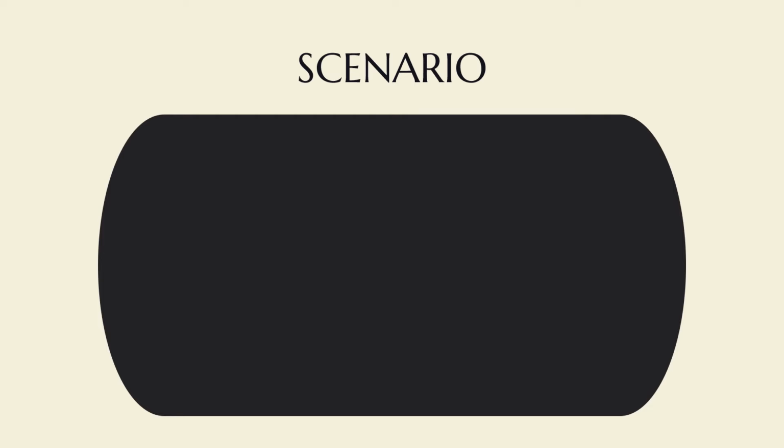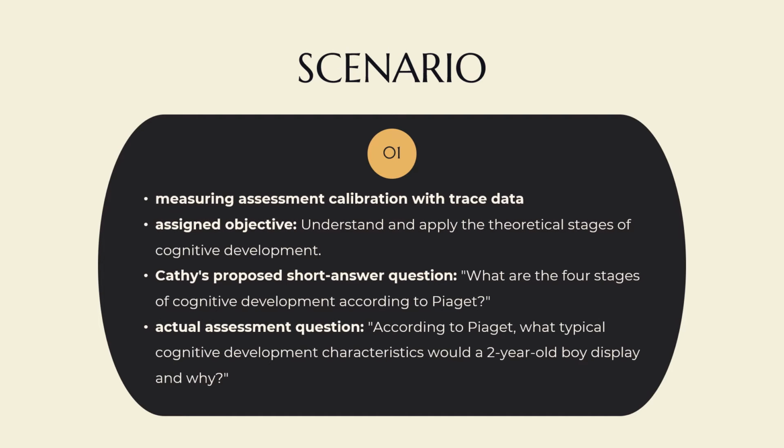Let's go ahead and look at scenario 1. Kathy's educational psychology professor asked for her class to use a software called NStudy to study a chapter on cognitive development. Kathy's professor provides a learning objective for the students. This learning objective asks for students to be able to both understand and apply the theoretical stages of cognitive development.